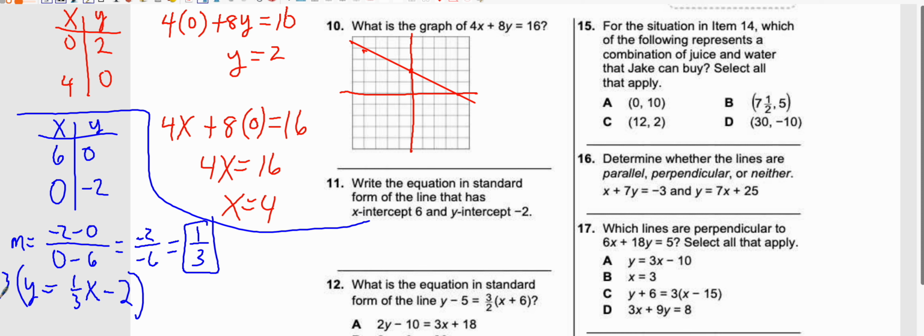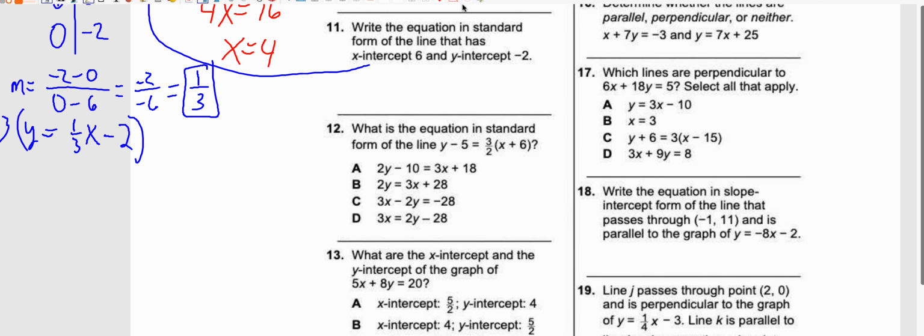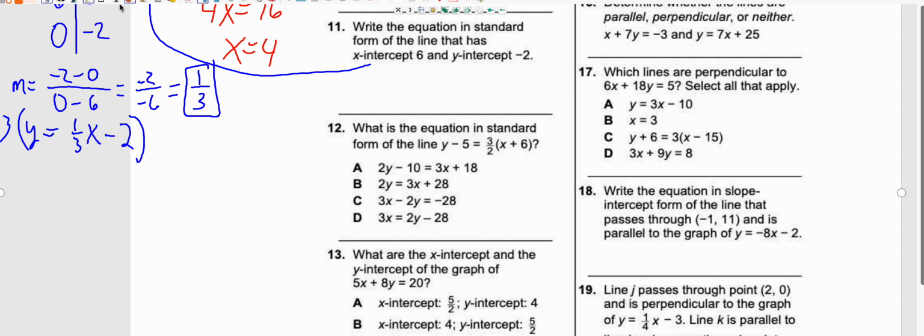Dang it, I'm running out of room here. Hold on just a second. There we go. Sorry about that.